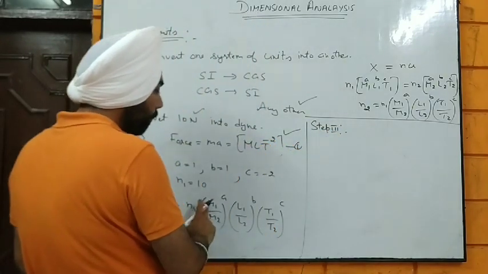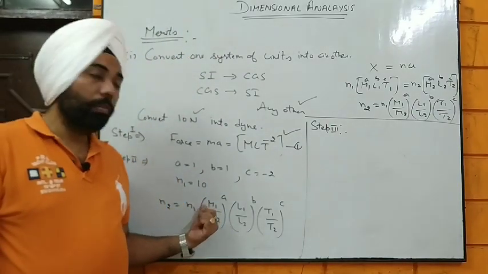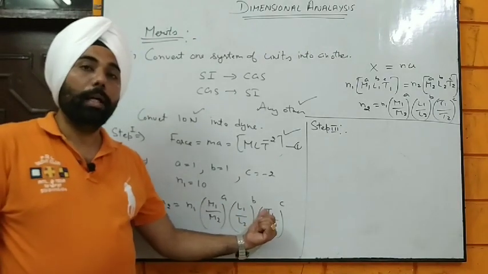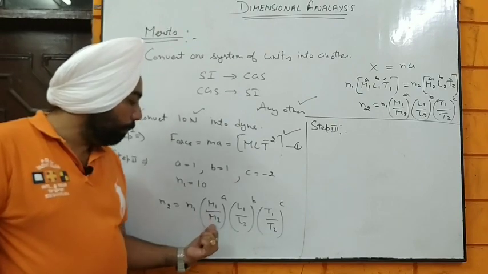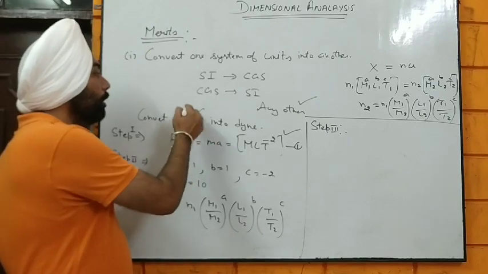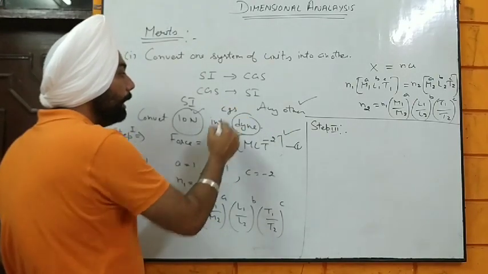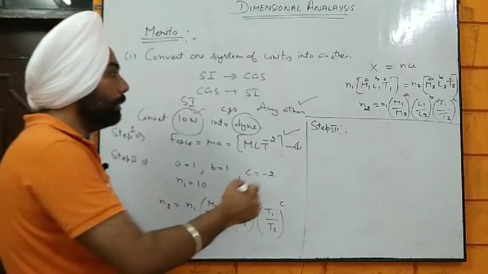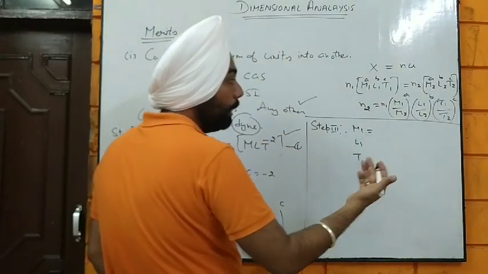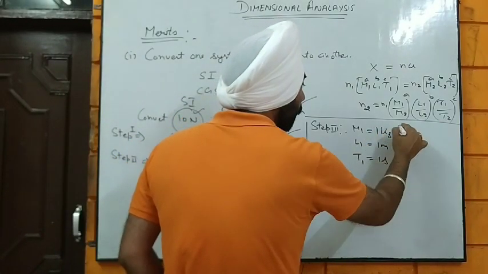Now what are the values of M1, L1 and T1? Always take note of that. What is given to you is going to be upfront as M1, L1 and T1, and what is to be calculated is going to be M2, L2 and T2. Now 10 Newton is in SI units, and we have to convert into dyne, which means CGS units. So the values of M1, L1 and T1 are going to be SI units, which means 1 kg, 1 meter and 1 second.